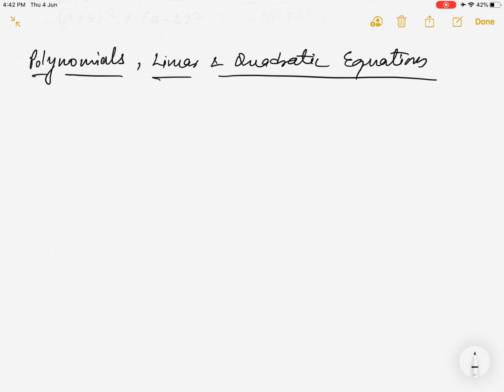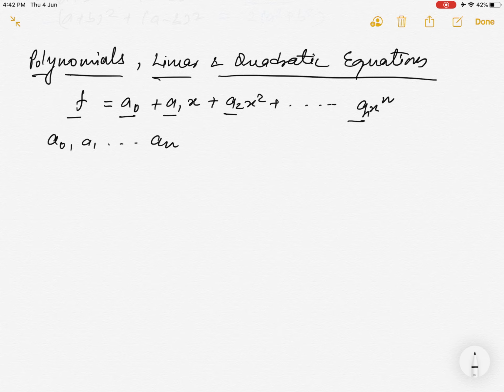Polynomials are actually functions like this. So if you are writing, let's say, a function f, it can be written as a0 plus a1x plus a2x squared plus dot dot dot an x to the power n. So what you have here is a function that depends on some values a1, a2 up to an, where a0, a1 dot dot dot up to an are basically real numbers.